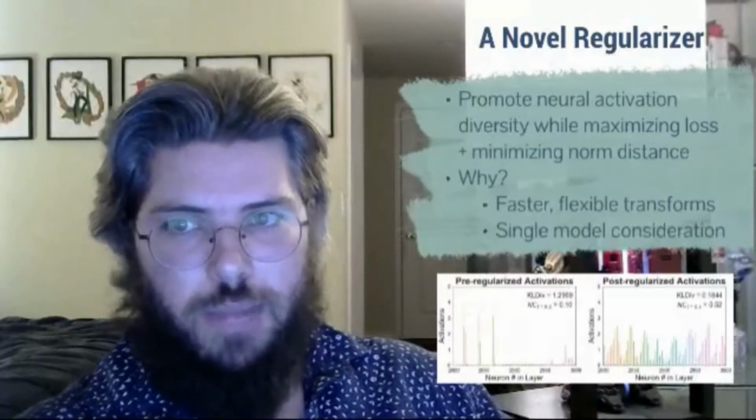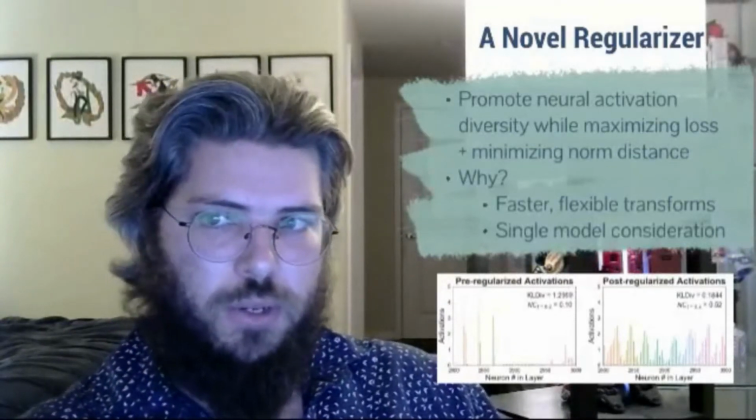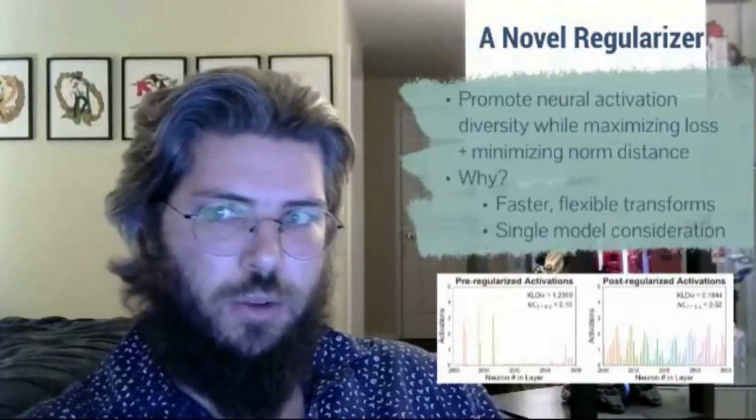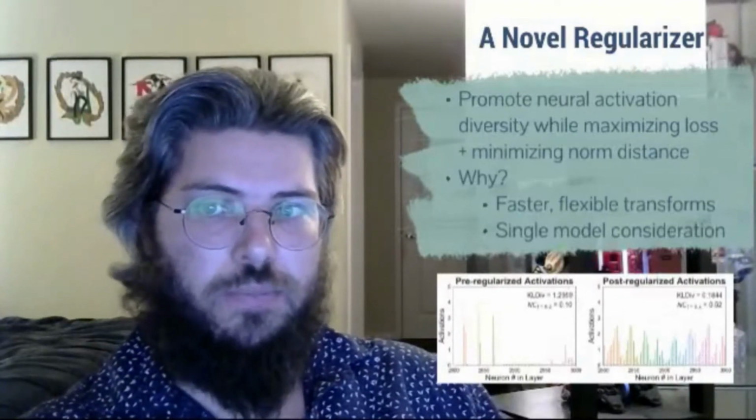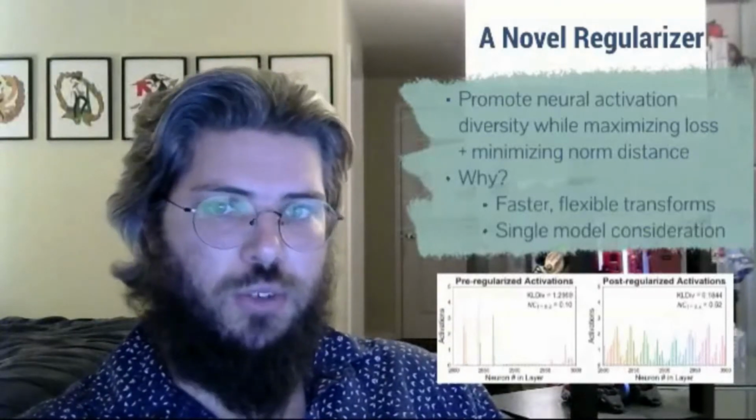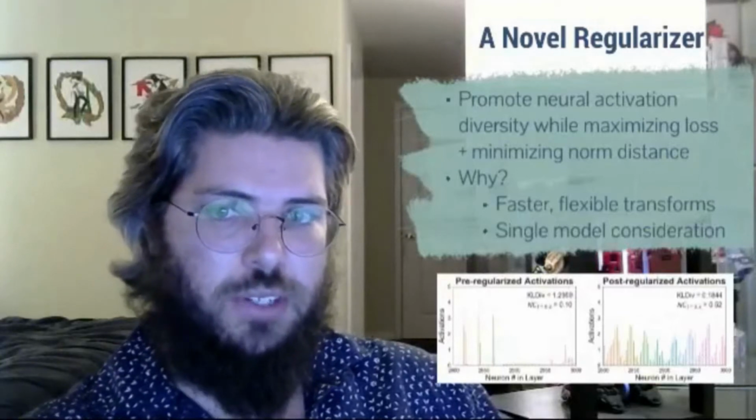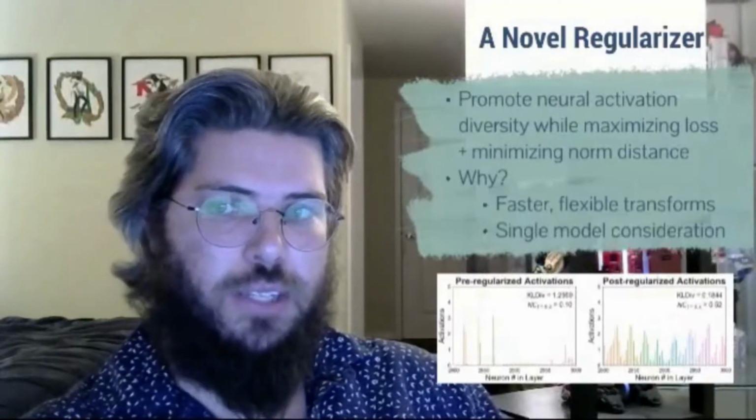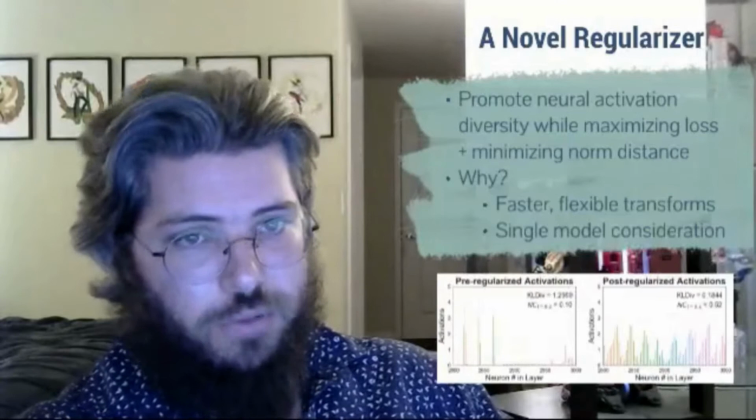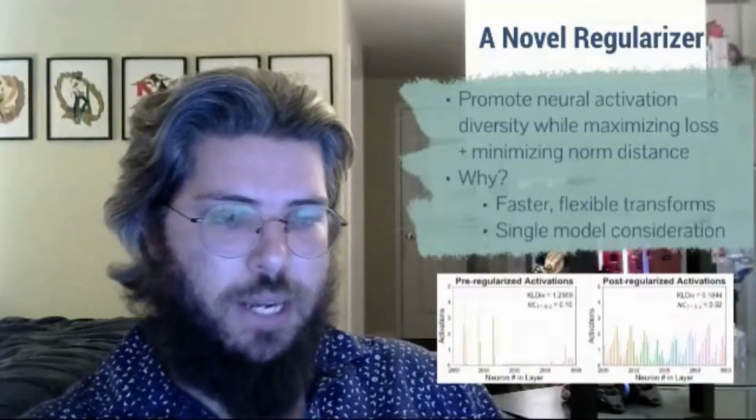They both jointly maximize loss, minimize the norm distance from the original inputs, and now, because of the regularizer, maximize neural diversity. It does this by measuring the KL divergence between a uniform distribution and the actual distribution of neural activations for a targeted set of layers in the DNN. The greater the divergence, the higher the penalty. So let's take a quick look at its impact.